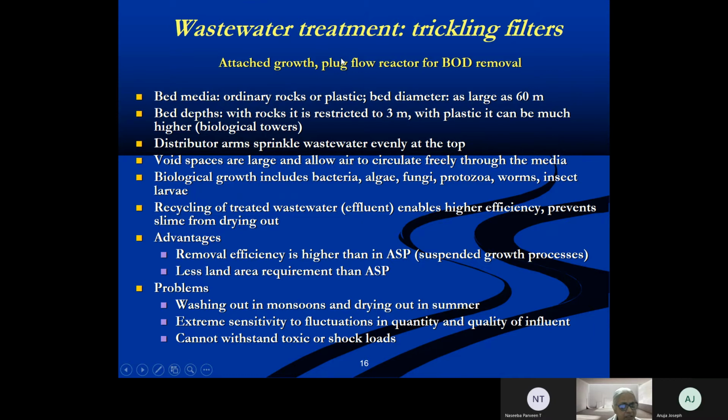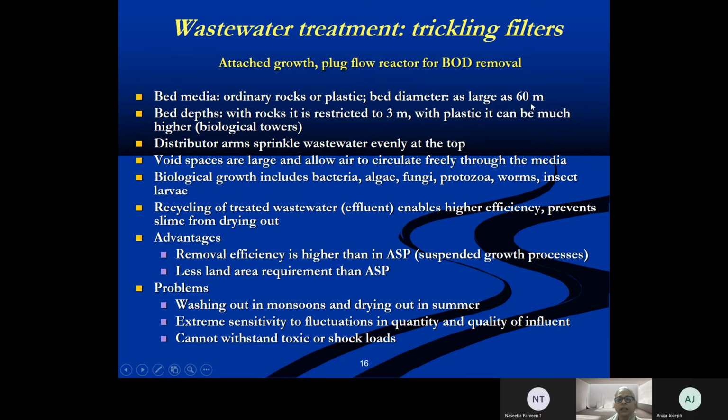If there is very little recycling, it's a plug flow reactor. A plug flow reactor is defined as one which has zero mixing in the direction of flow. So if there is no recycle, it resembles a plug flow reactor. If you have a high rate of recycle, then it starts resembling a constantly stirred tank reactor.